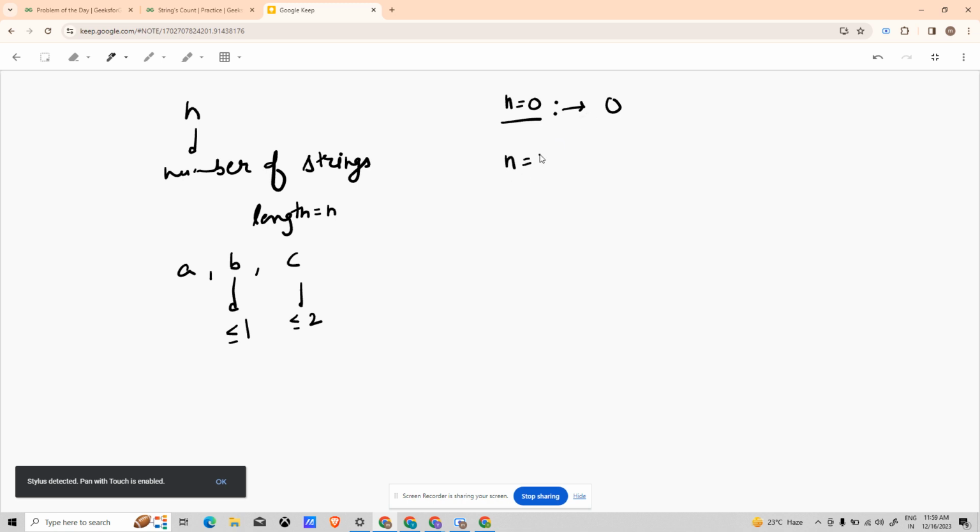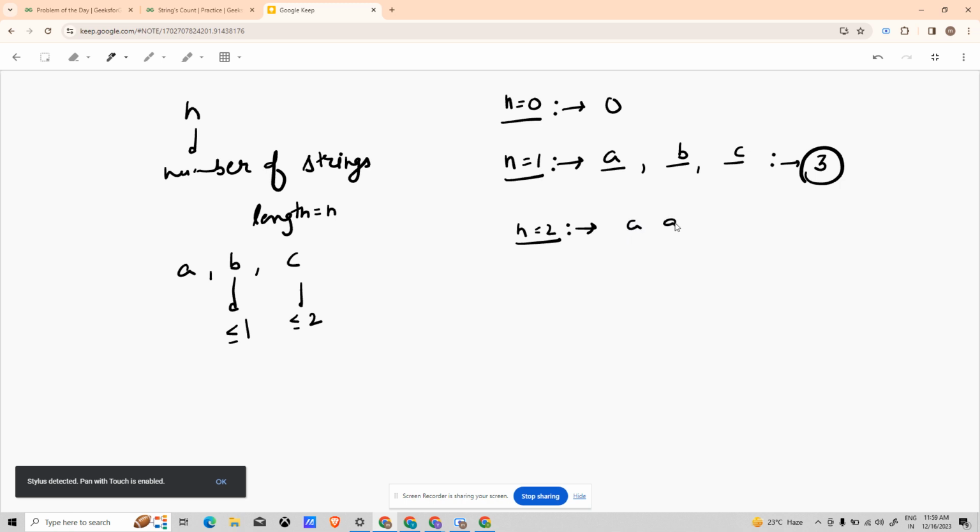If the length is 1, only 3 strings can be made. A, B, C can be inserted. The answer would be 3. For length n equals 2, how many can be made?